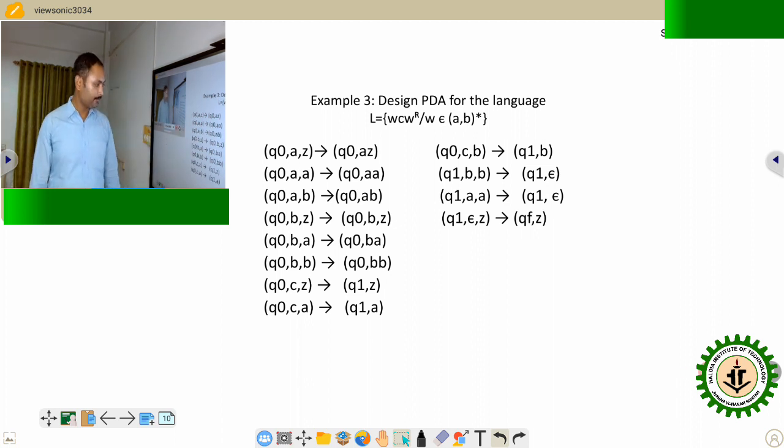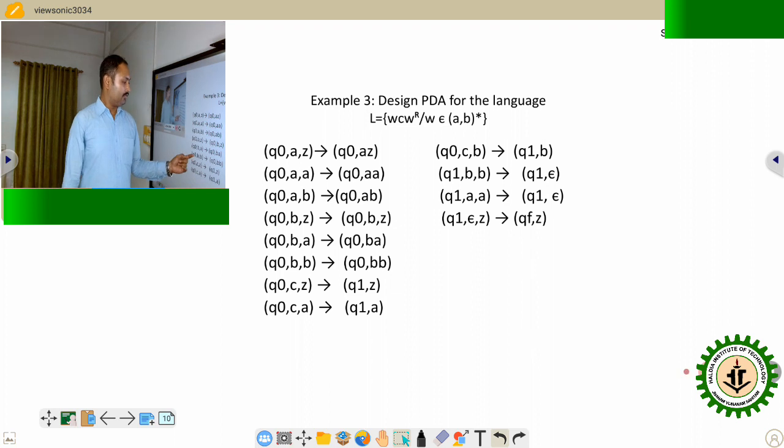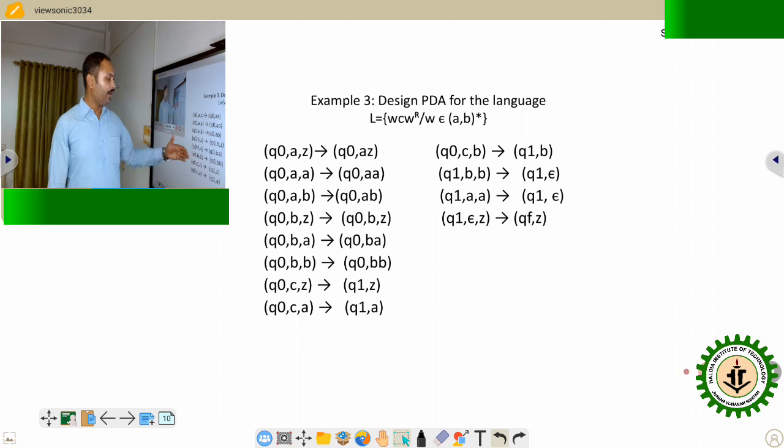Now what will happen? The string is like B, B, B. So our input symbol is B and the top of the stack is also B, so we can easily add B over B. So this transition we can apply. So this way we can add the combination of A and B into the stack. Now C will come into the picture.